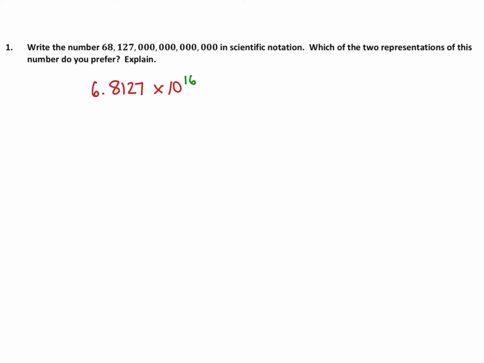Then it says, which of the two versions do you prefer? This is standard, and this one is the exponential form. This is an opinion question, so you have to describe which one you prefer, and the explain part means tell us why. Why do you prefer that method?